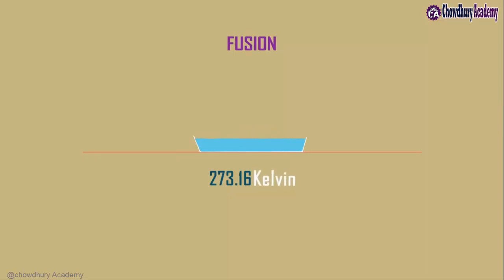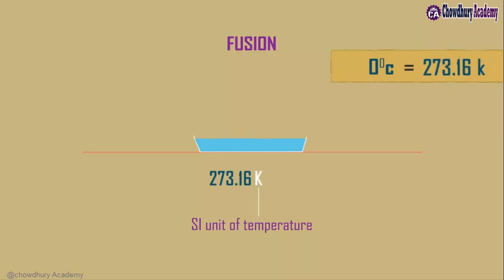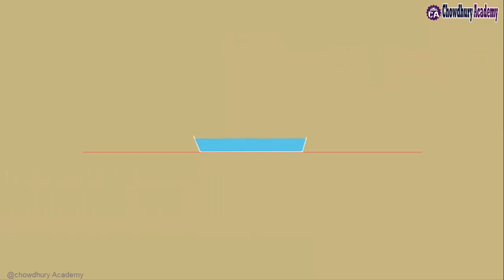What is Kelvin, by the way? It's the SI unit of temperature. And 0 degrees Celsius is 273.16 Kelvin. We'll come to this point again.